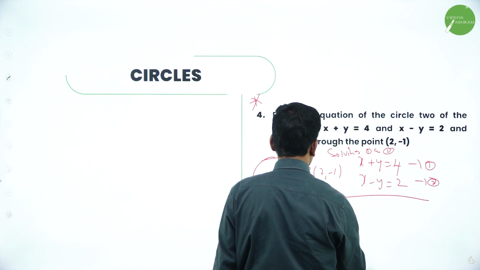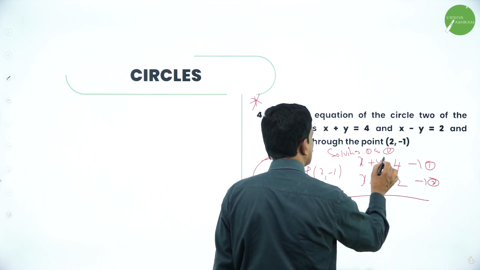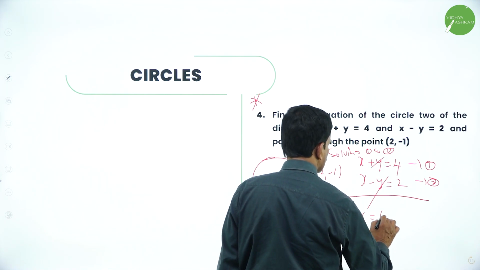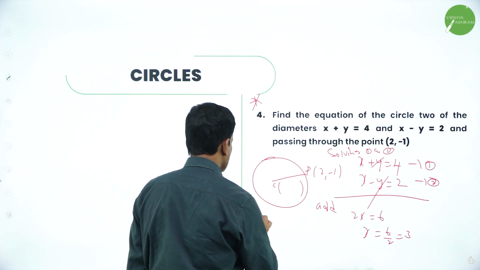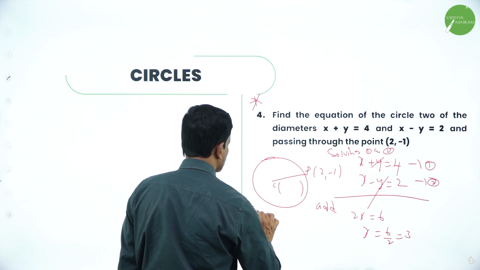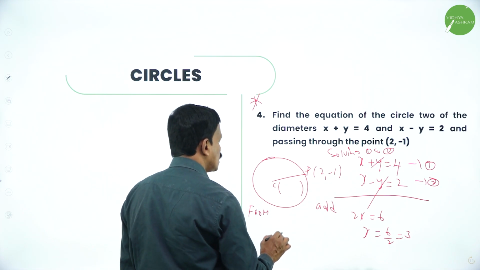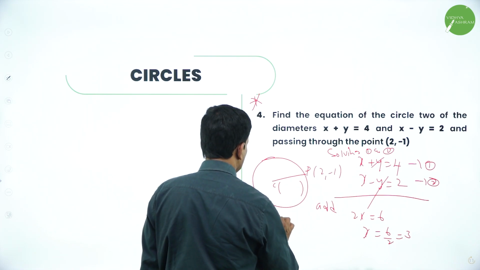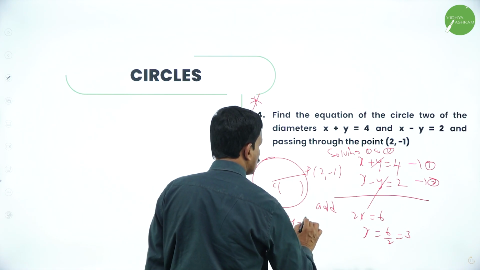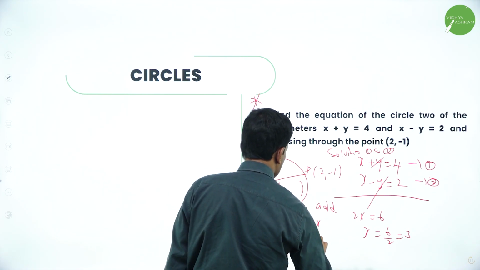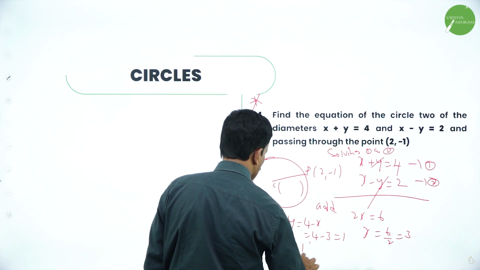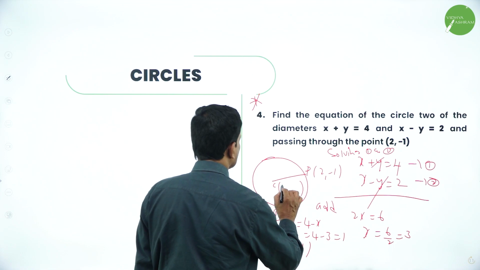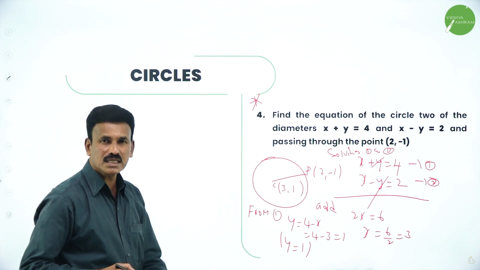Solve these two equations. If you add, what happens? Minus y plus y gets cancelled. 2x is equal to 6. x is equal to 6 by 2 is equal to 3. Then again, from any one of these two equations, let us take equation 1: y is equal to 4 minus x. That is 4 minus 3, which is equal to 1. So y is equal to 1. Therefore the center is (3, 1). Right. Center is (3, 1).